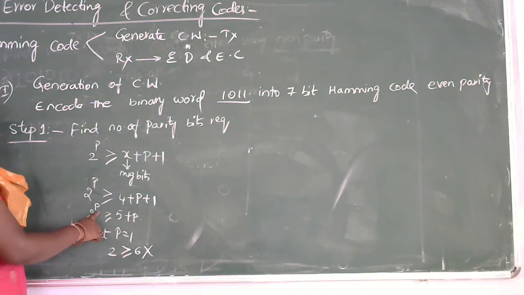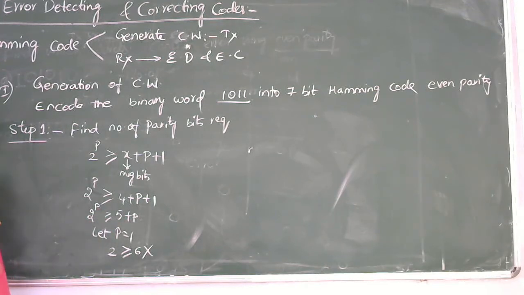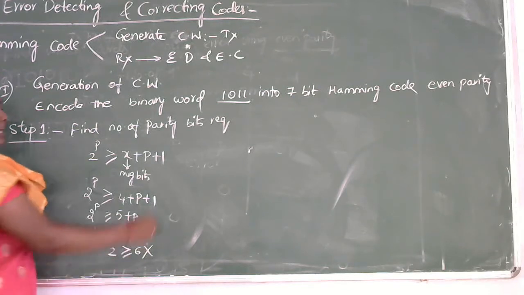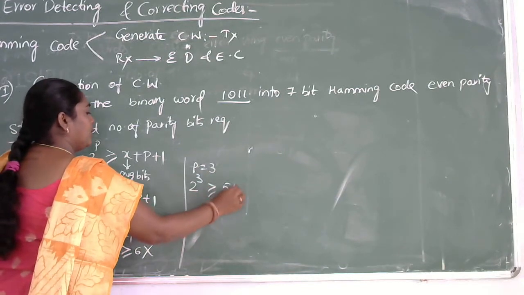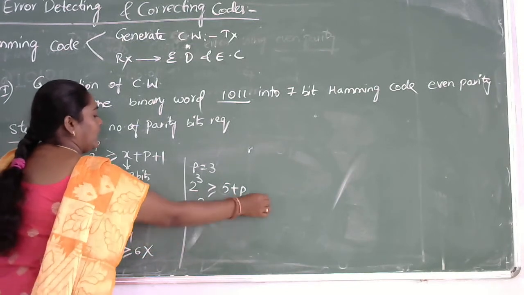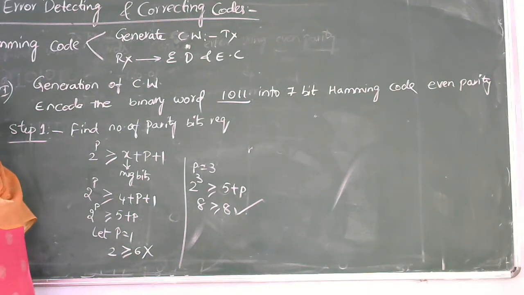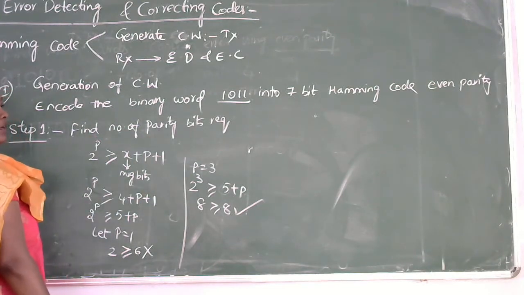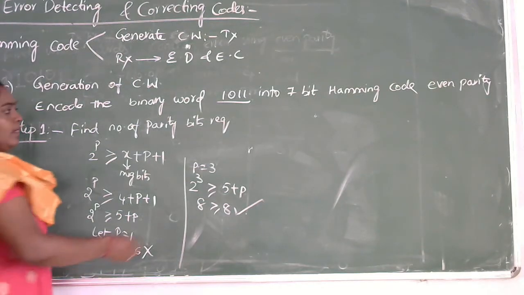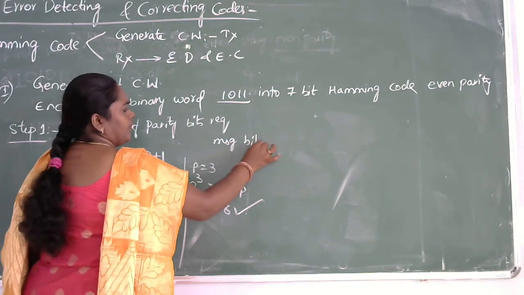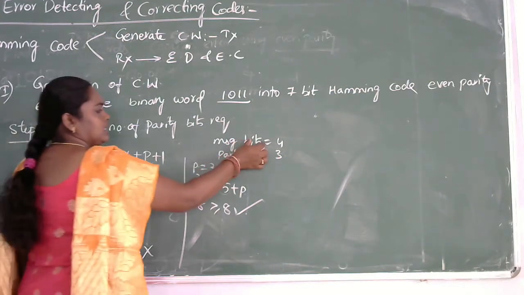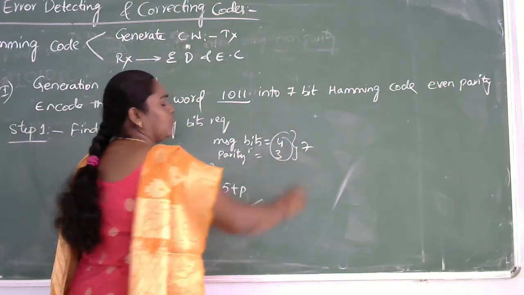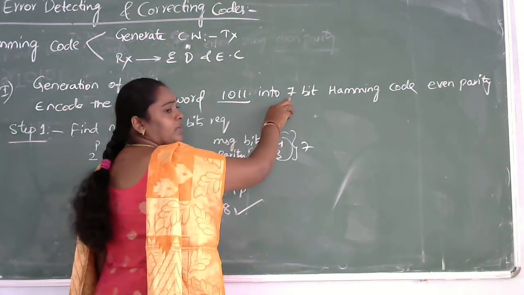Similarly, if p is equal to 2, 2 square is 4, and 4 is also not greater than or equal to 7, since 5 plus 2 is 7. If we take p equal to 3, 2 power 3 is 8, which is greater than or equal to 5 plus 3, that is 8. As it satisfies the minimum condition, the value of p is 3. So the number of parity bits required for 4 message bits is 3, and adding the message bits and parity bits, the total is 7. That is the reason the question specified 7 bits.